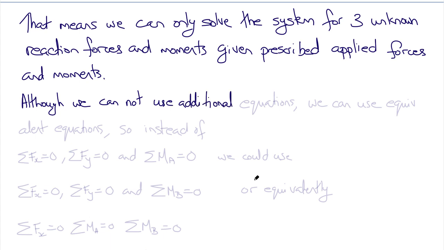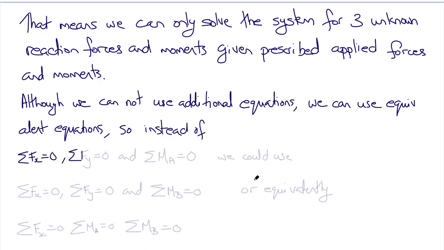So, for example, instead of using the sum of the x components of the force equals 0, and the sum of the y components of the forces equals 0, and the sum of the moments about point A equals 0, we could equivalently use that the sum of the x components of the forces equals 0, the sum of the y components of the forces equals 0, and the sum of the moments about point B equals 0.